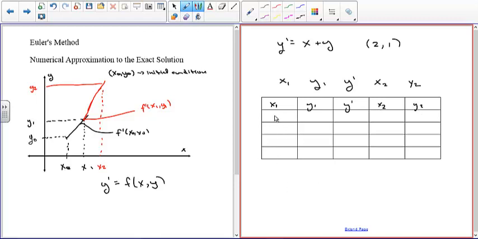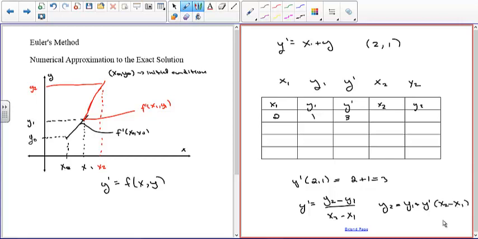Okay, so x1 was 2, y1 was 1. So what we can say is y prime at 2 comma 1 is going to be 2, which is x, plus 1, which is y, is 3. So y prime is 3. Now the question is, how do I predict the new value? So the way you do that is you say y prime is equal to y2 minus y1 over x2 minus x1. We just use the equation for the slope of the line. So if you solve for y2, y2 is equal to y1 plus y prime times x2 minus x1. So that's how I'm going to calculate y2.